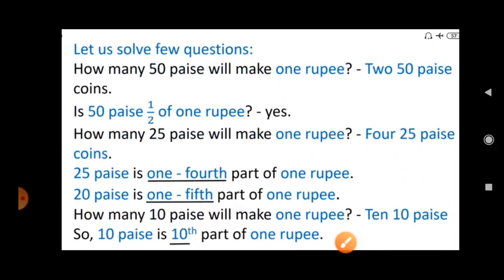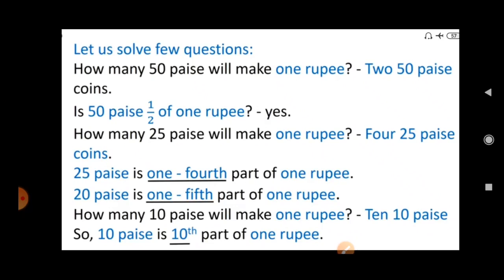Now let us solve few questions. How many 50 paise will make 1 rupee? As we saw, it is 2 50 paise coins. Is 50 paise half of 1 rupee? So we can say yes, because 2 50 paise is equal to 1 rupee.